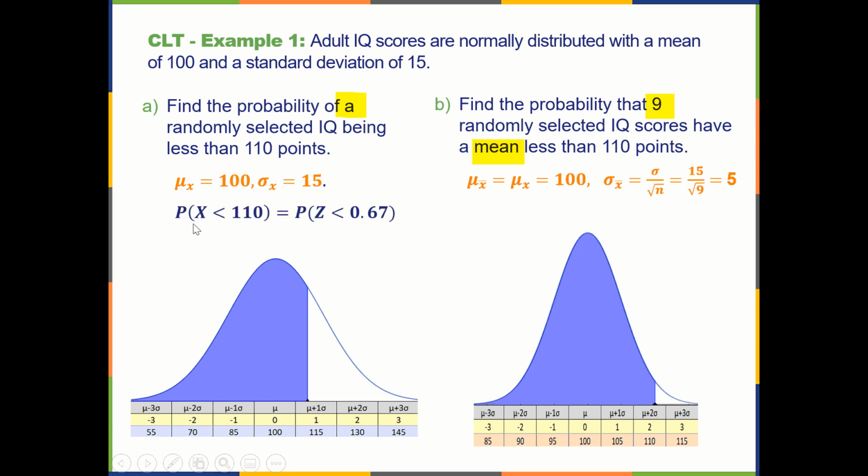So what this does is it puts 110 at a relatively different position for part A than it is for part B. So notice that the area for part A is much smaller than the area for part B. So that's why you have to really make sure you're reading the question correctly so that you're using the correct standard deviation to get the correct area.